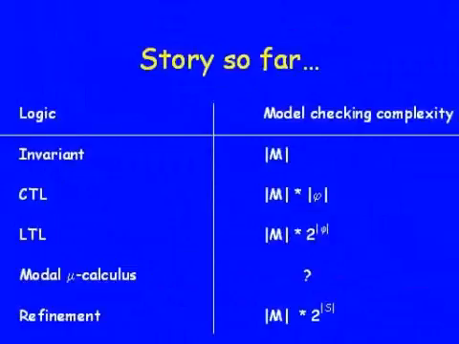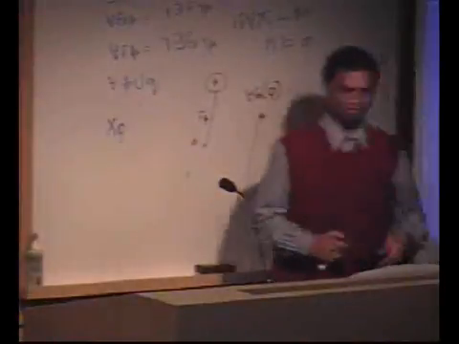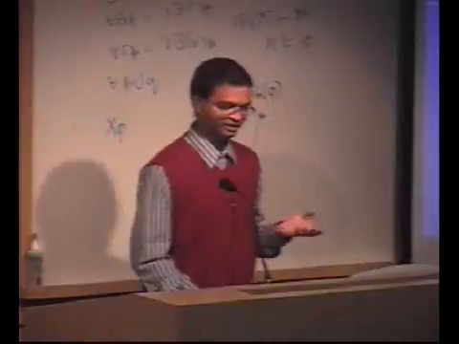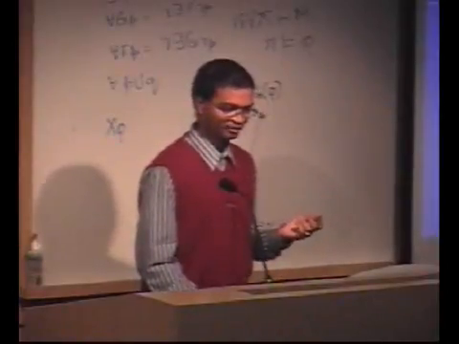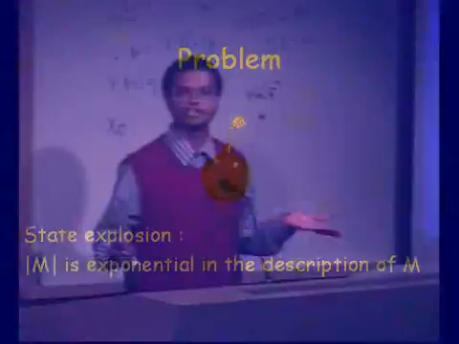So the story so far is that you can have models and you can have all these logics, and you can have model checking procedures for them. And some of them are polynomial, and some of them are exponential. But the real problem for a practitioner is not the fact that all these logics exist and they have model checking procedures. But the fact is that the model itself is something that we cannot comprehend or build, because the models are pretty huge.